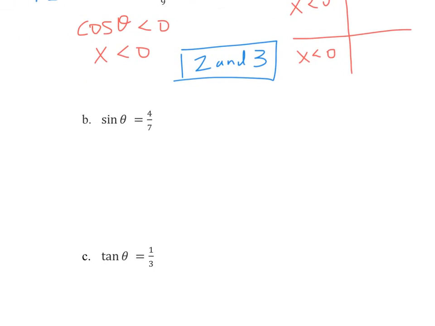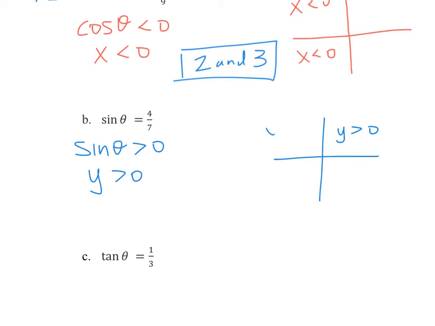Okay, for sine equal to 4/7, it's positive. So we want to know, where is sine greater than 0? That corresponds to y. So which quadrants is y positive in? Well, in quadrant 1 and in quadrant 2, we've got positive y values. So 1 and 2.